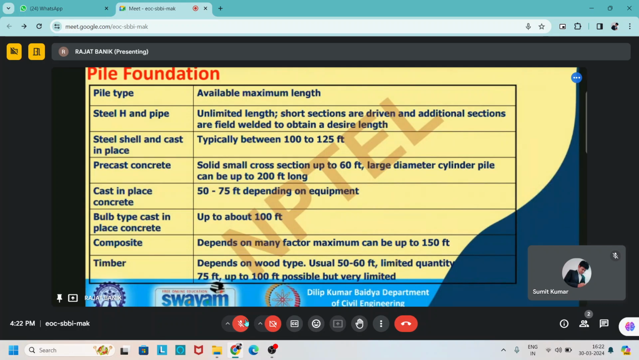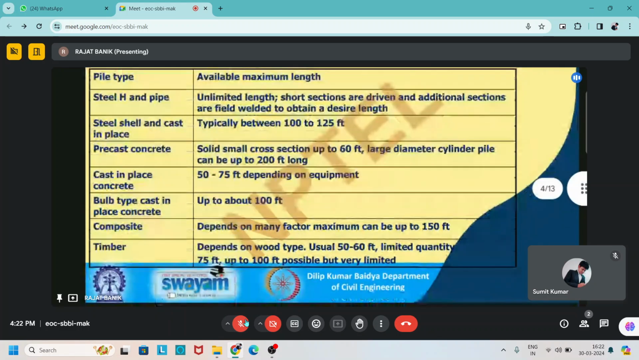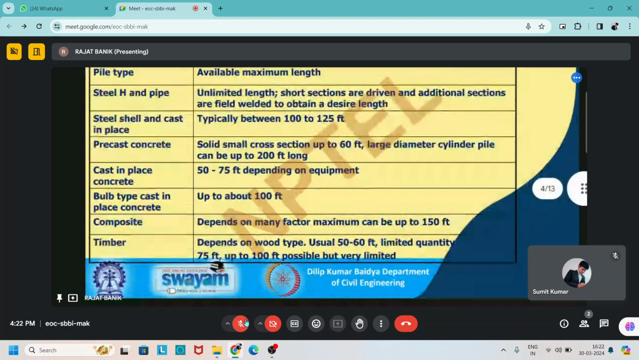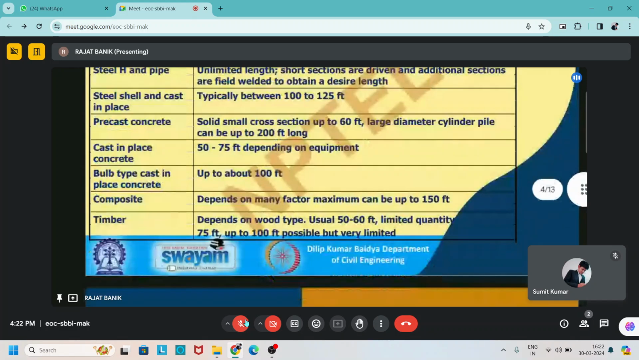For cast in place concrete, the length is between 50 to 75 feet. If you use bulb type cast in place concrete, then the length is up to 100 feet. Like this, there is composite. If you use composite, then the maximum length is up to 150 feet. If you use timber, depending on the wood type, usually 50 to 60 feet, and limited quantity 75 feet, and up to 100 feet possible, but very limited.